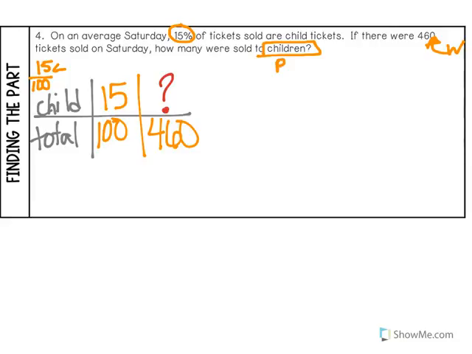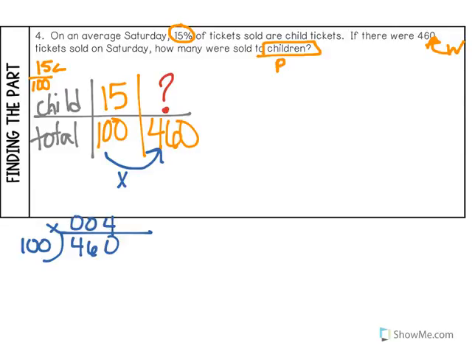So with that being said, I'm now going to try to determine how I'm going from 100 to 460. I don't know that in my head, so I'm going to divide it to find out. 100 goes into 460 4 times. I get 60 left over.